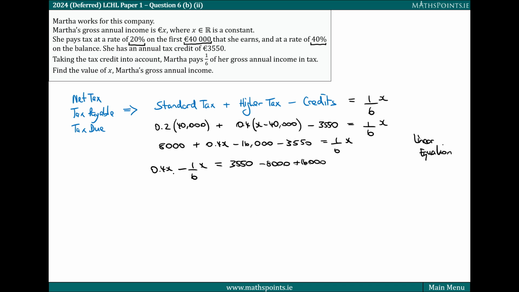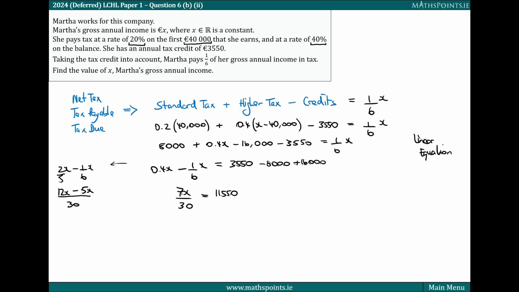Now if we do 0.4x minus 1/6x, we can do 0.4 minus 1/6 on the calculator. If we want to not use the calculator yet, we could say that 0.4 is 2/5. 2/5 x minus 1/6 x, common denominator of 30. 2/5 x is the same as 12x over 30, minus 1/6 x is the same as 5x over 30. So 12x minus 5x over 30 is 7x over 30. You would have got 7 over 30 if you did 0.4 minus 1/6. Now on the right hand side, if we sum those together, we get 11,550.